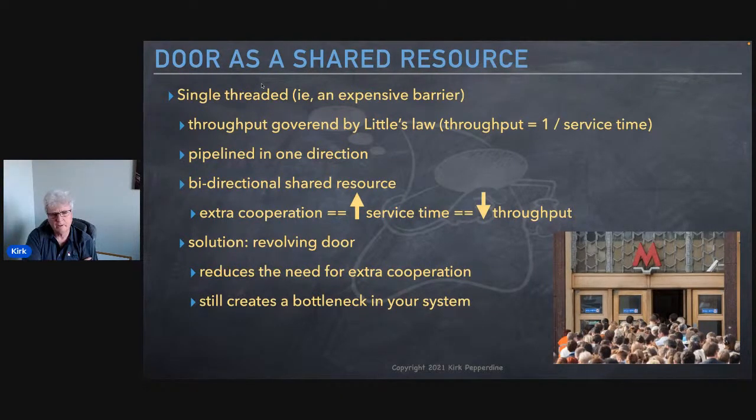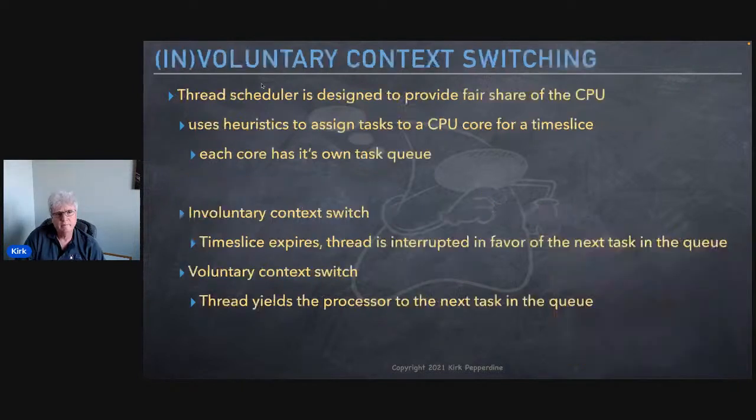Now, it still creates a bottleneck in your system, but at least it alleviates some of the congestion that you might have with the shared resource. So this is actually a good use of this resource. But you generally have to think about, okay, it's not just this barrier that I have to transfer. It's like, what am I doing, and how am I impacting the other resources?